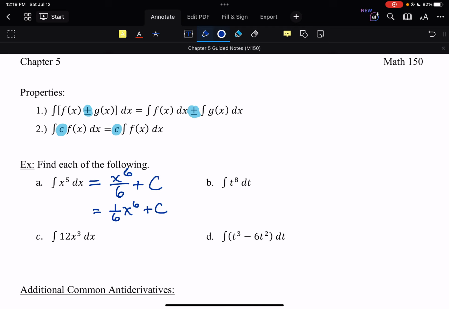Integral of t to the 8th dt. So this is still a power function. The fact that the variable is t now instead of x changes nothing, except for the fact that we're using the letter t. So we'll just take t to the 9th and divide by 9, and then plus c.